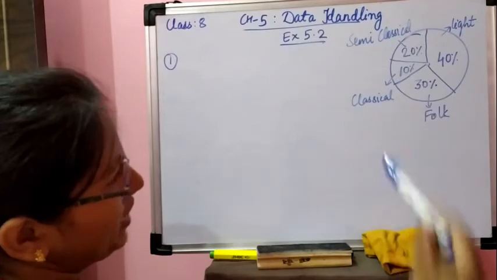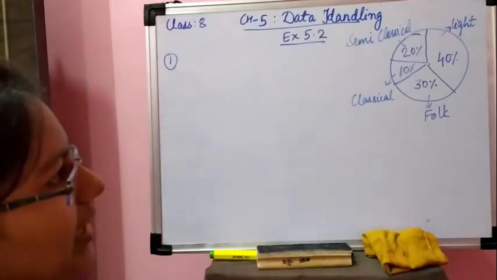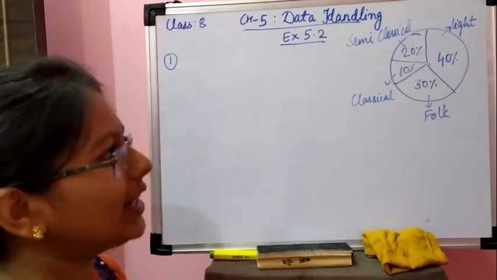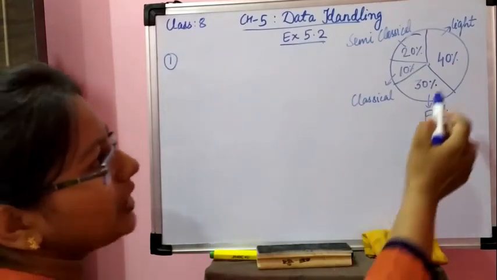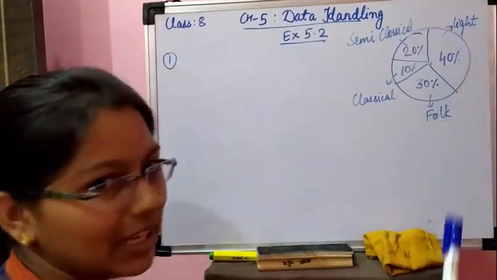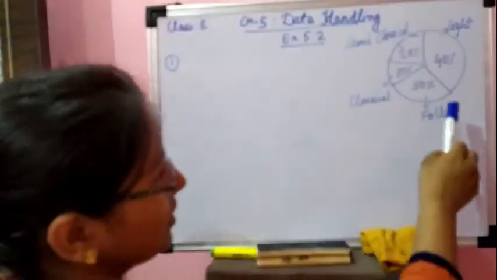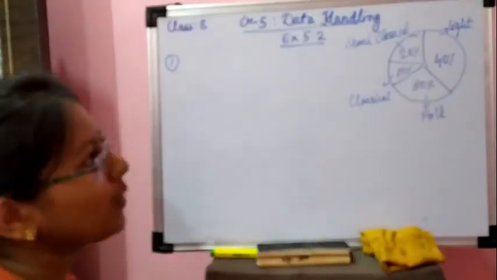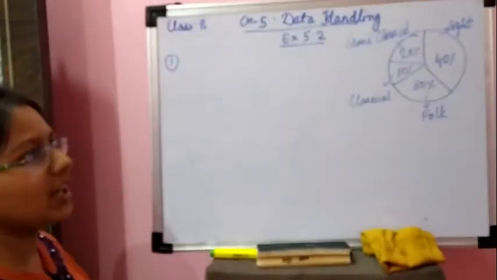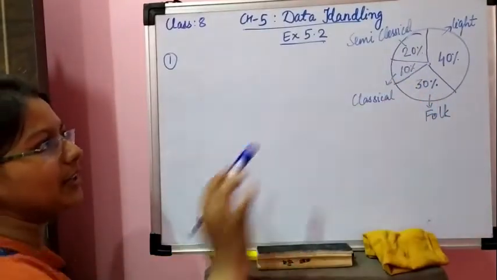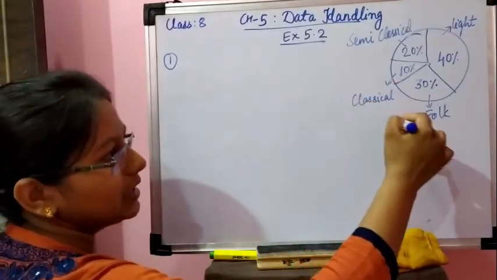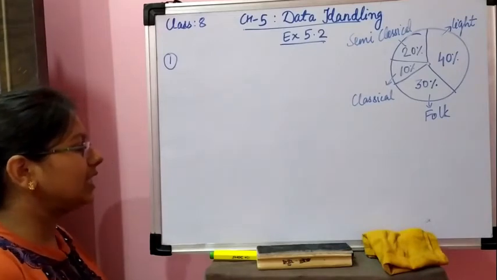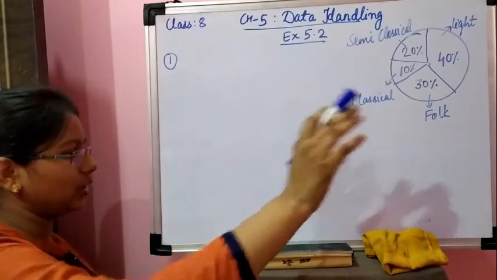You can all see this pie chart. What this pie chart is representing is a survey done for finding what kind of music people like. 40% of people like light music, 30% like folk music, 10% like classical music, and 20% like semi-classical music. So this is the pie chart given to you, which shows the choices of music by different kinds of people.